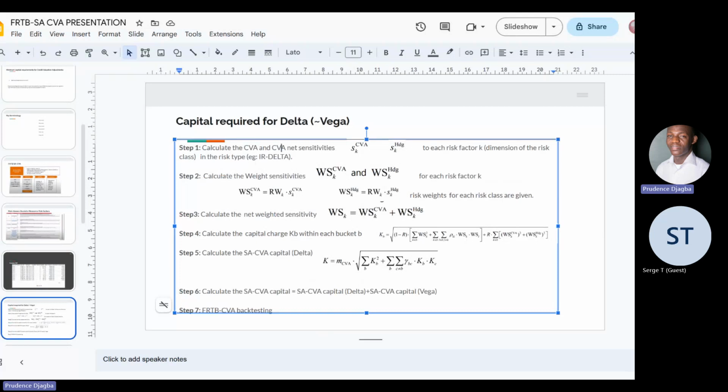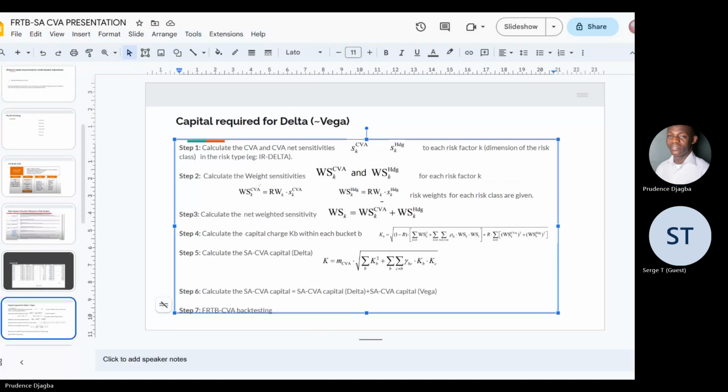And in the second step of the computation, we need to evaluate the weighted sensitivities. The weighted sensitivities are just the product of the risk weight on a particular risk class multiplied by the sensitivity that we evaluated prior. And then we can get the net weighted sensitivity by summing the weighted sensitivity CVA and the weighted sensitivity hedge. The weighted sensitivity hedge, the way that I understood it, is just the CVA sensitivity that is not used by a bank in its risk management process. So, okay.